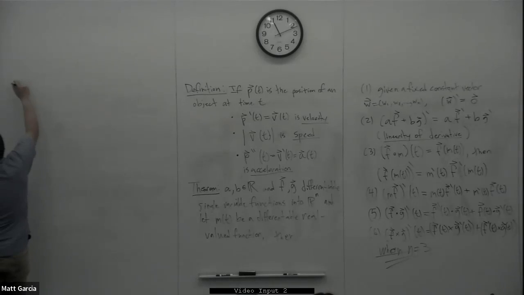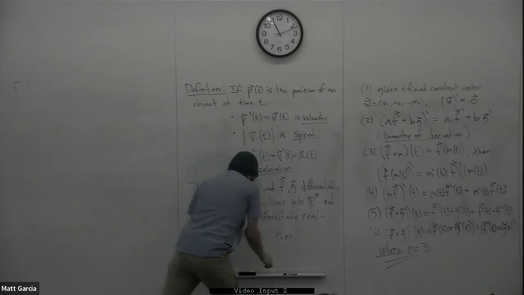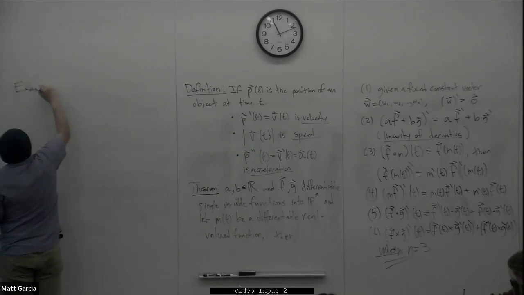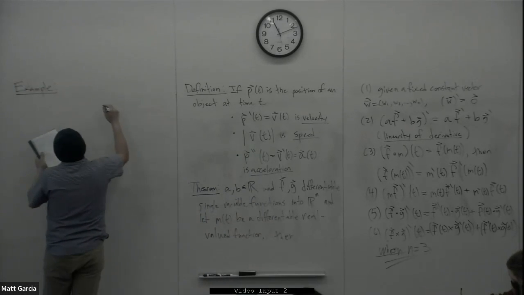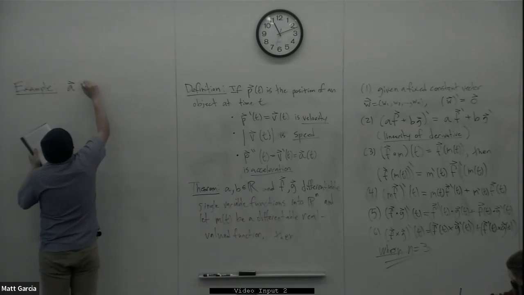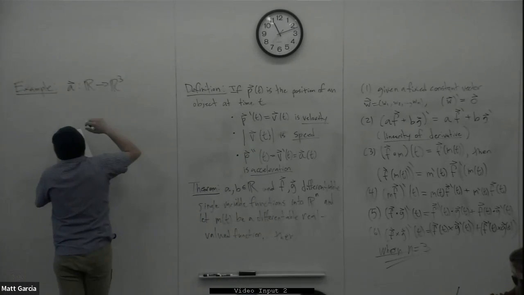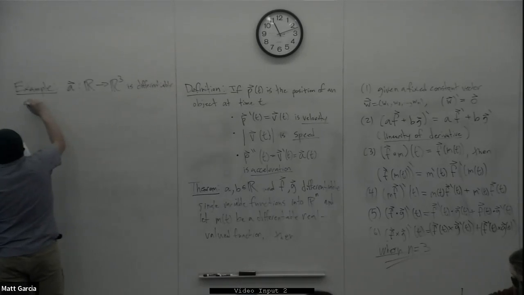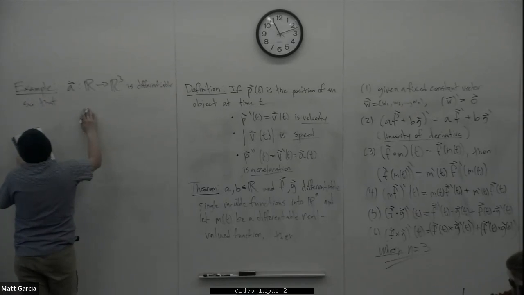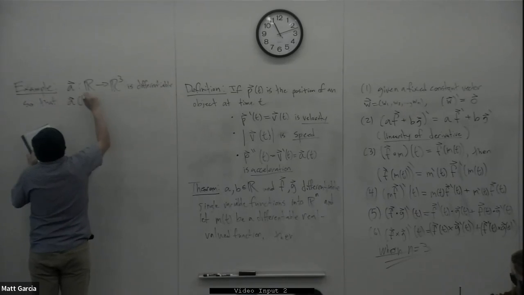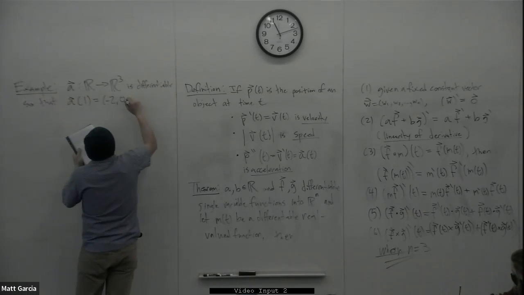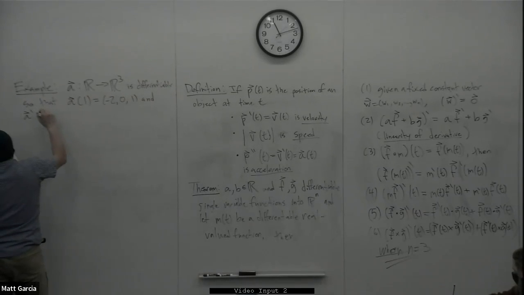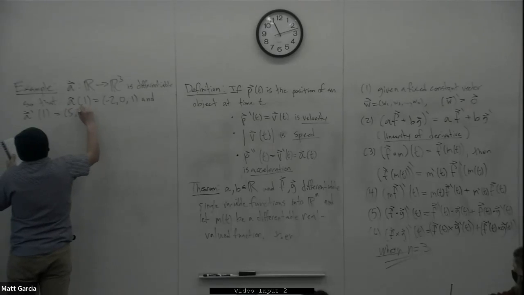Okay, let's do an example. Let's say that a hat going from R to R3 is differentiable, so that a hat evaluated at 1 is equal to the vector -2, 0, 1, and a hat prime evaluated at 1 is equal to 5, 5, 5.